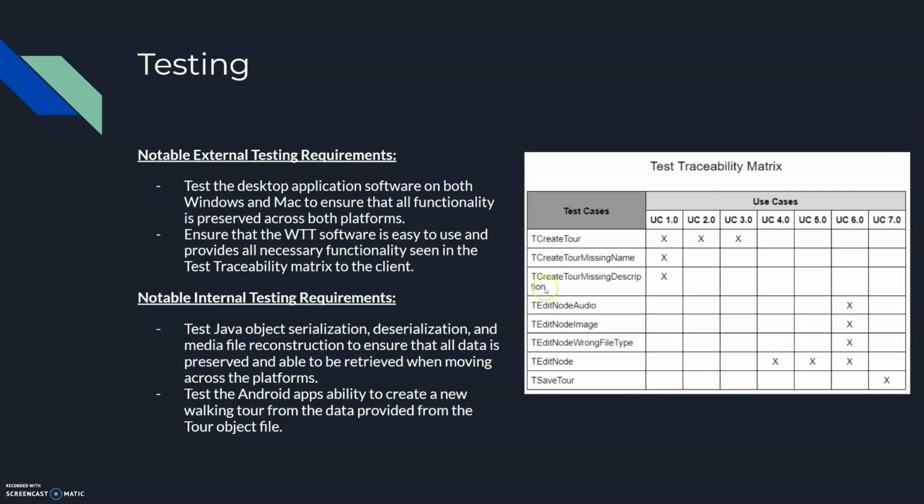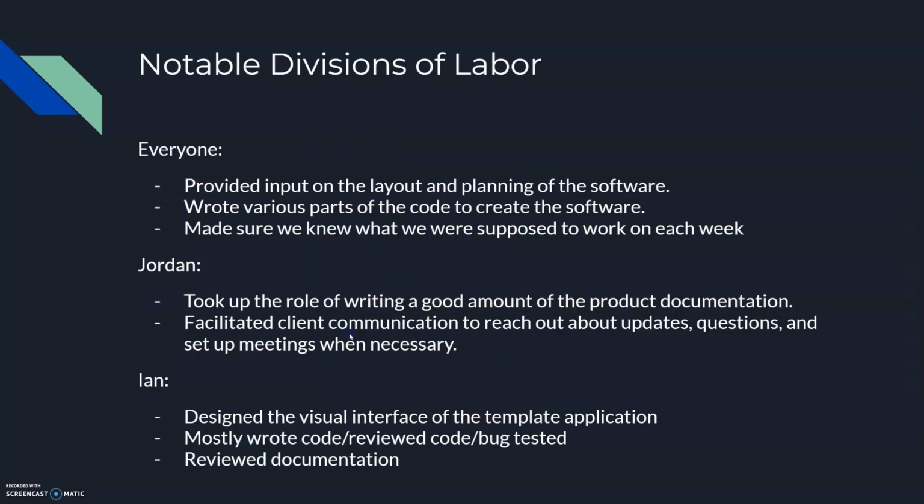And as of this version, our test traceability matrix has passed all of those tests, and we're mostly focused on internal testing at this point to make sure that things like Java object serialization, deserialization, and media file reconstruction all work to ensure that all data is preserved and able to be retrieved when moving across the two platforms. And we also still need to test the Android app's ability to actually recreate new walking tours from the data provided within the tour object file.